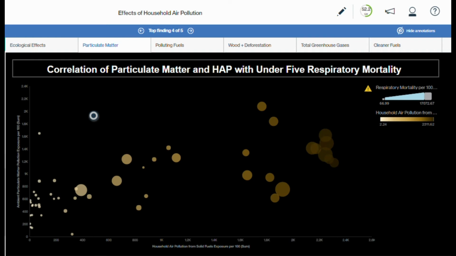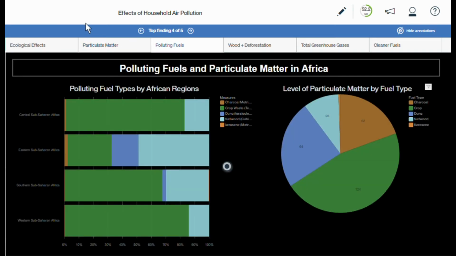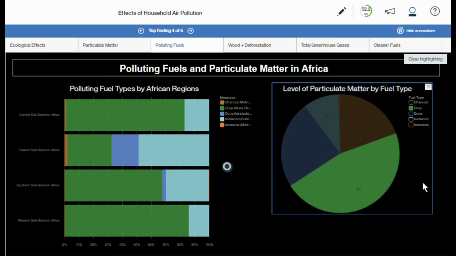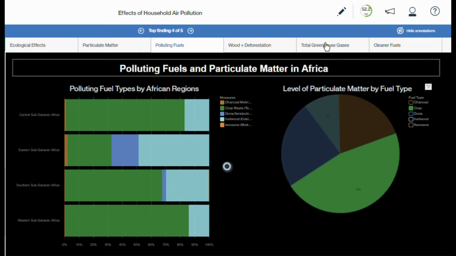Particulate matter. Particulate matter increases with household air pollution, shown in darker colors of the scatter plot, and correlates with under 5 mortality, shown by size of bubble. Polluting fuels. Crop waste, green on the stacked bar chart to the left, is the top polluting fuel in sub-Saharan Africa. Pollutant output from a study is uploaded into Watson Analytics to create a pie chart on the right. Crop waste expels the highest levels of particulate matter.